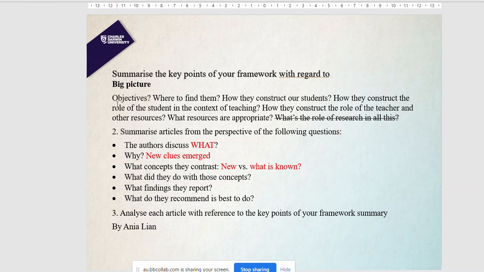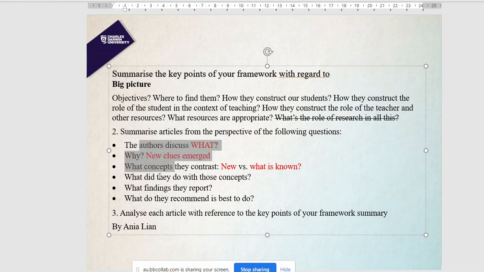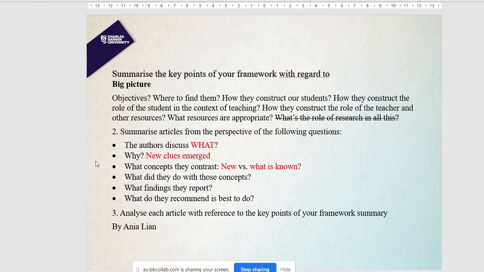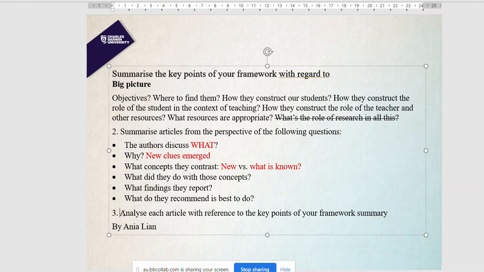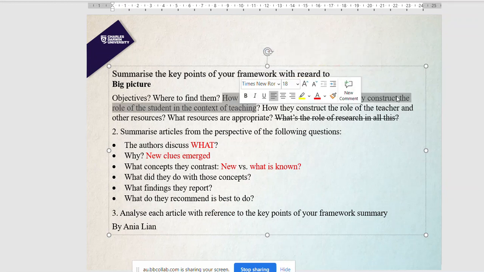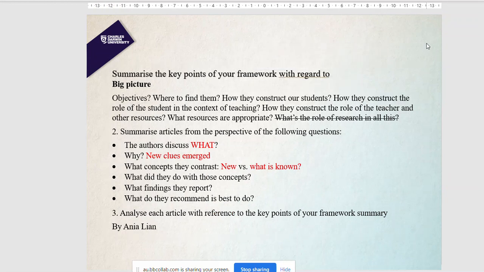So now you create a few bullet points that summarize your framework, and when you have written up about what a particular article says, when you've summarized it, now in order to analyze it, you relate what you have written that they say to that framework that you have dotted here. I hope this is clear.